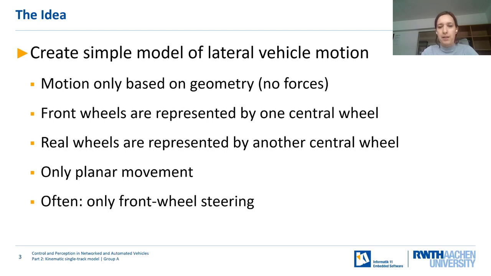To make this easier, in a four-wheeled vehicle we merge the two front and the two rear wheels. They are represented just by one central wheel each, connected by a line. That's why it's called a bicycle model, because it basically looks like a bicycle. Another consideration is that in this model we only use planar movement. And in many cases, the steering will only be front wheel steering. There are both cases for bicycle models, but also when you see a bicycle, often just the back wheel stays steady while the front wheel is the one steering. So that's the basic idea.